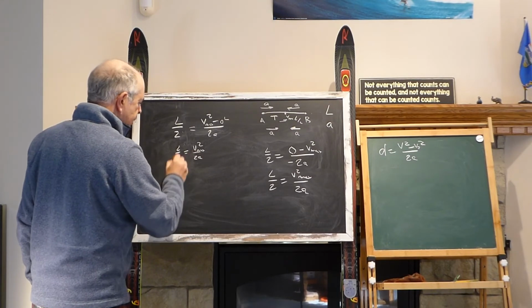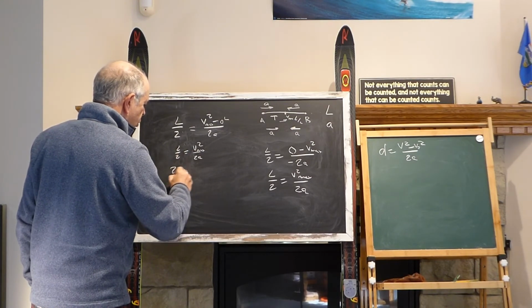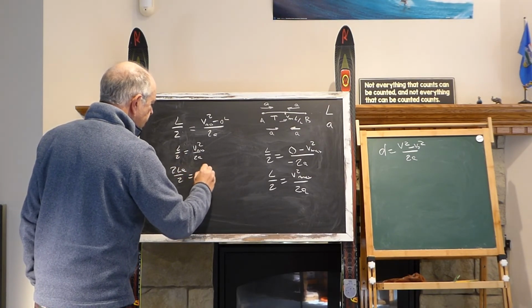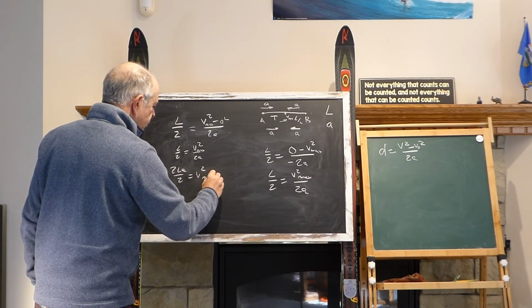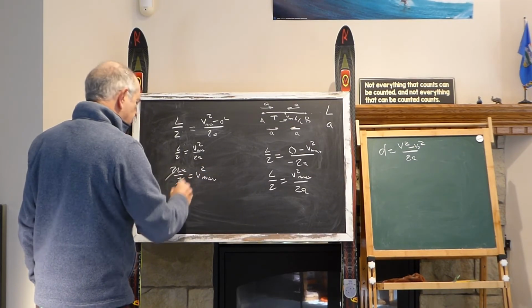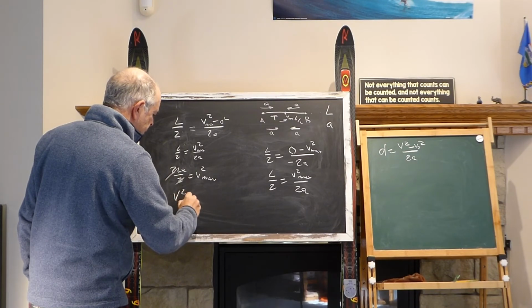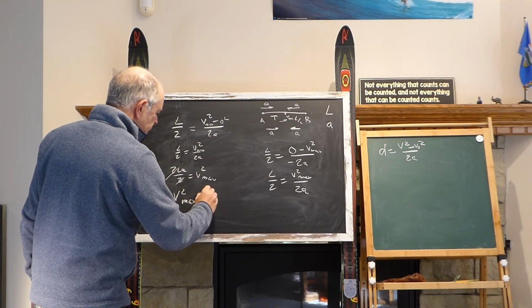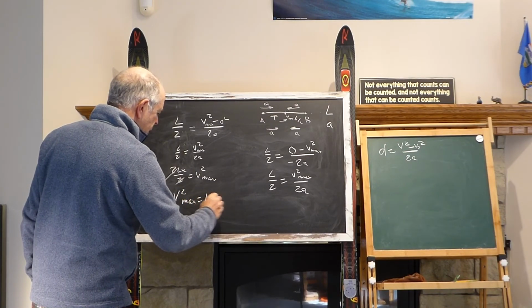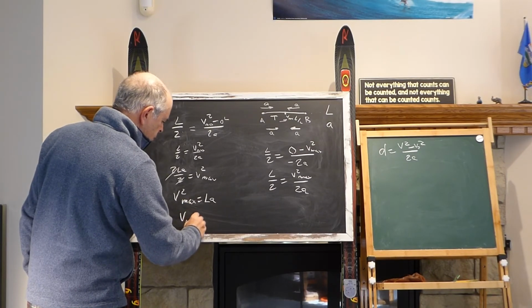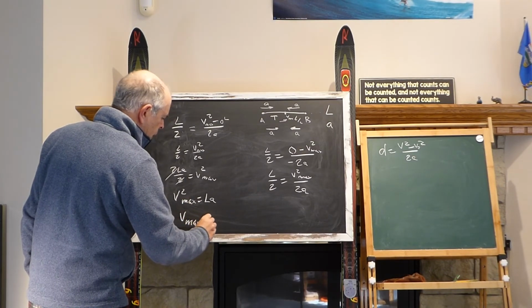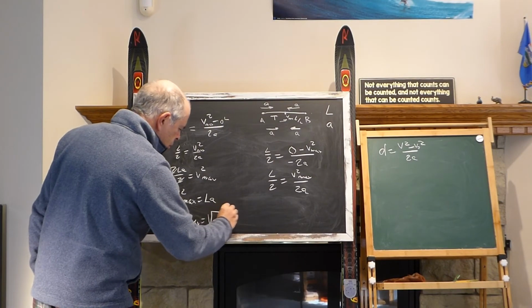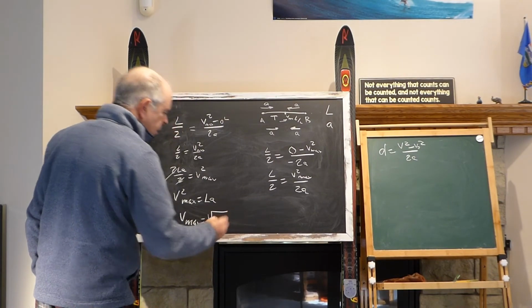And they want to find V max, so we multiply this here, 2LA over 2 equals V squared max. 2 is gone, V squared max equals LA, and V max equals square root of LA.